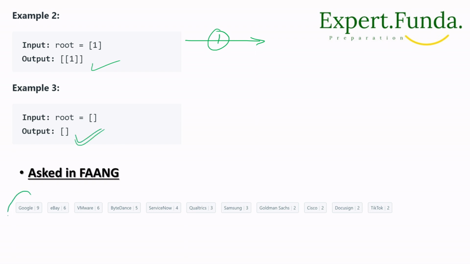Google has asked this, I think, more than 9 times, and you can say this is a very important question. So I'll suggest please go through this one and try to implement it. The first thing is our approach: you can use BFS or DFS, breadth first search and depth first search.